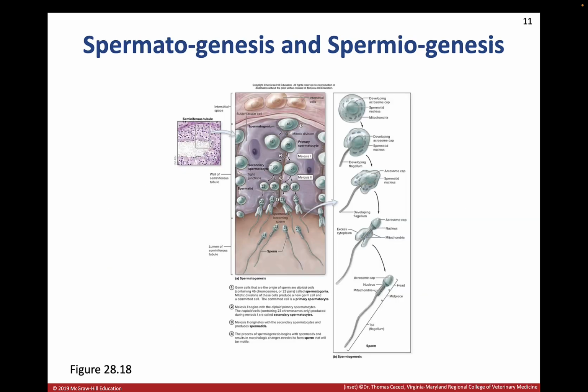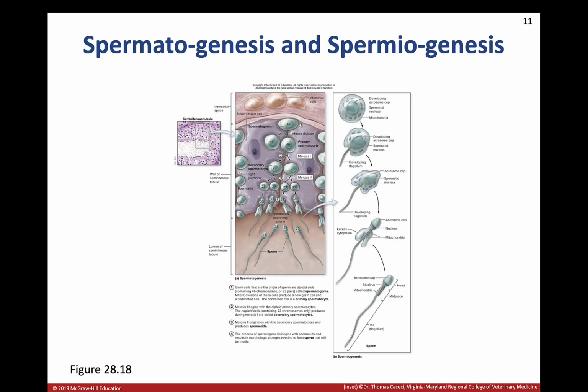Here we can actually see the process of spermatogenesis and spermiogenesis, and we're starting off with this spermatogonium, and notice it's diploid. Now keep in mind that the spermatogonium will undergo mitosis. Now note, we have not talked about anything happening prior to birth, so this is all happening with the onset of puberty.